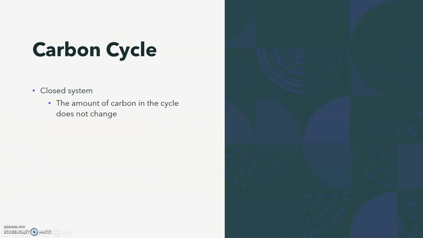The carbon cycle is a closed system. When we are talking about a closed system, we mean that Earth is a closed system. The amount of carbon in the system does not change, just like the amount of carbon on Earth does not change. The location and form of the carbon change.